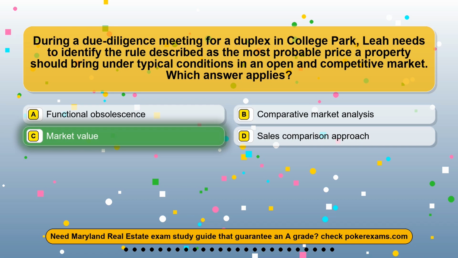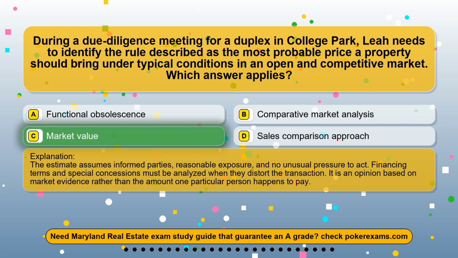The correct answer is option C, market value. The estimate assumes informed parties, reasonable exposure, and no unusual pressure to act. Financing terms and special concessions must be analyzed when they distort the transaction. It is an opinion based on market evidence rather than the amount one particular person happens to pay.